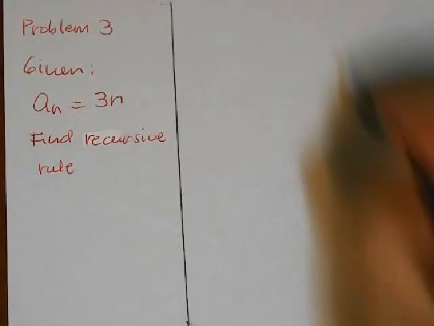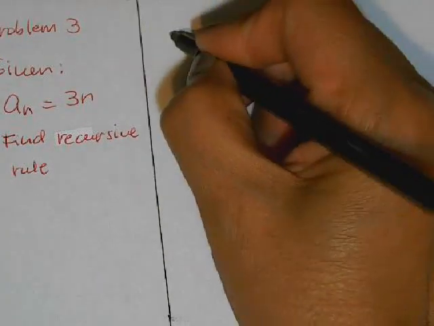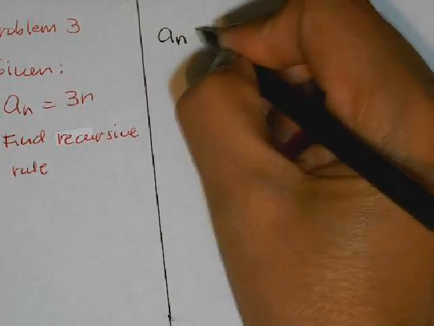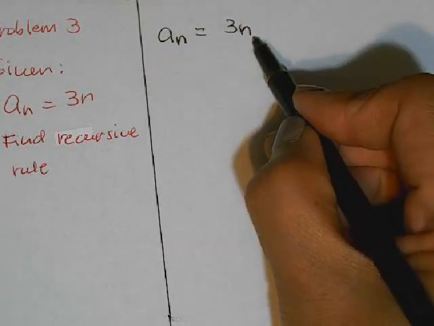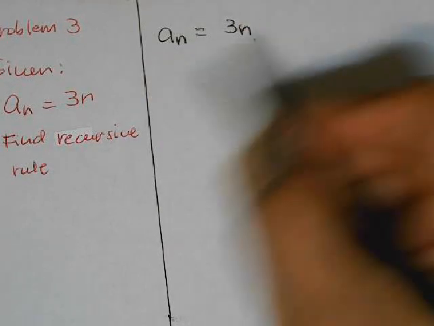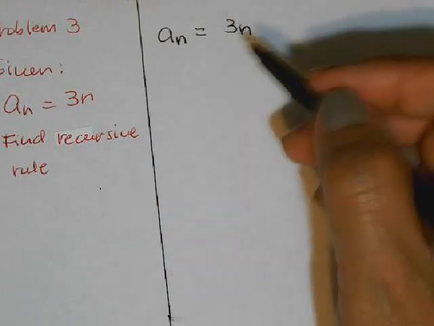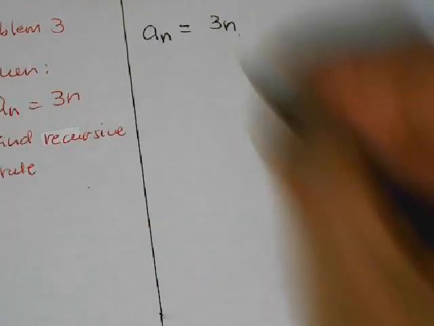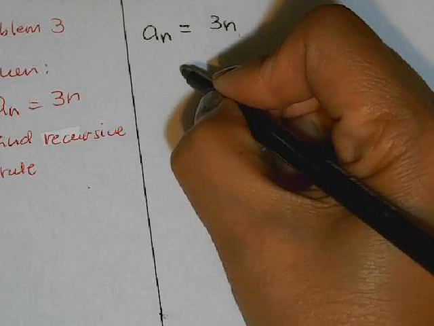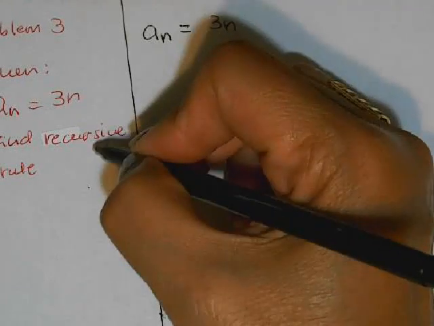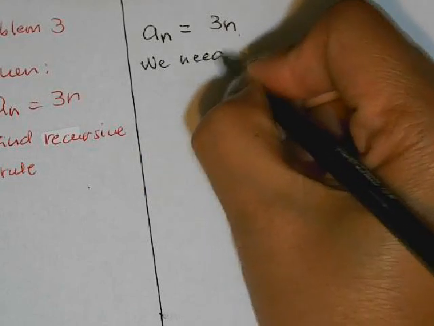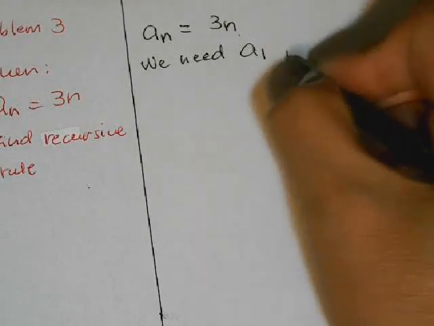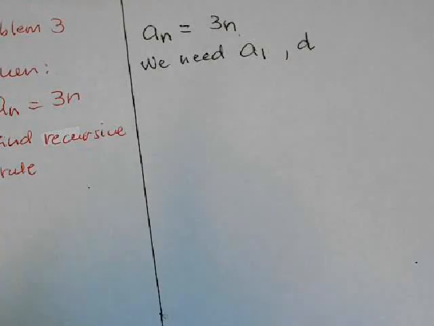So here, let's try this. A sub n is 3n. That is the explicit rule. They wanted us to write the recursive rule. So for the recursive rule, we need to find a sub 1 and d. To find the recursive, we need a sub 1 and we need d.